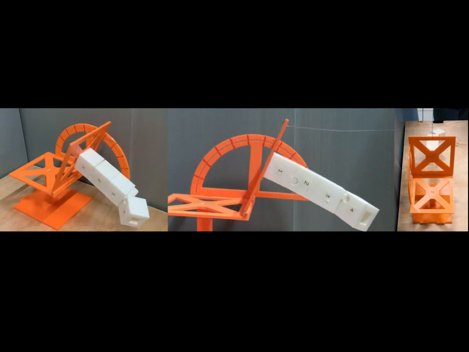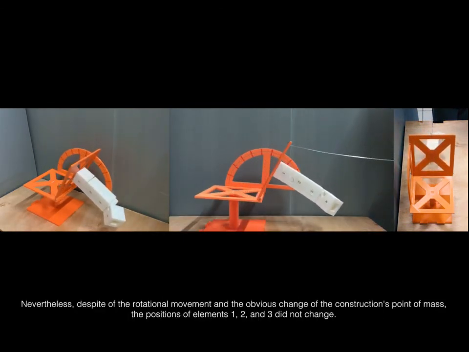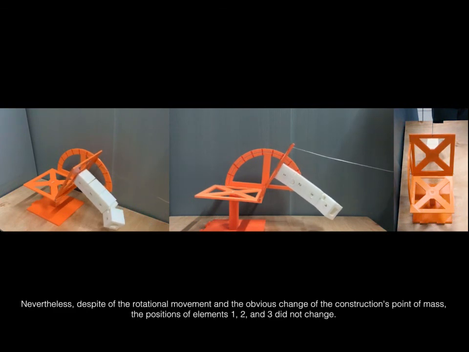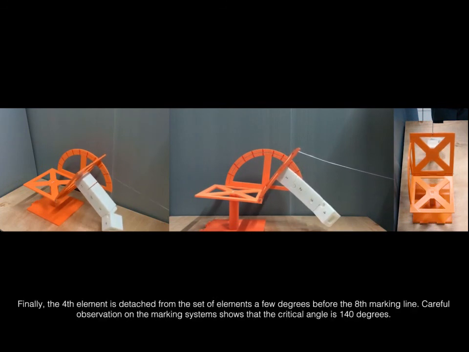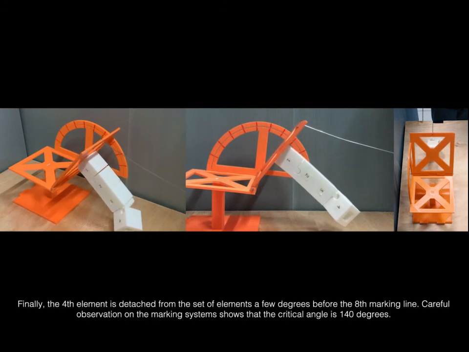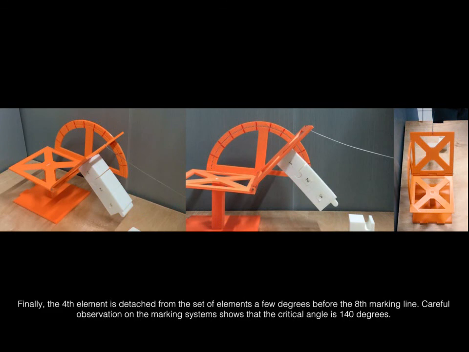Now, after crossing the sixth marking line, a rotational movement occurs at the joint between the third and fourth elements. Nevertheless, despite the rotational movement and the obvious change of the construction's point of mass, the positions of elements 1, 2, and 3 did not change. Finally, the fourth element is detached from the set of elements a few degrees before the eighth marking line. Careful observation on the marking systems shows that the critical angle is 140 degrees.